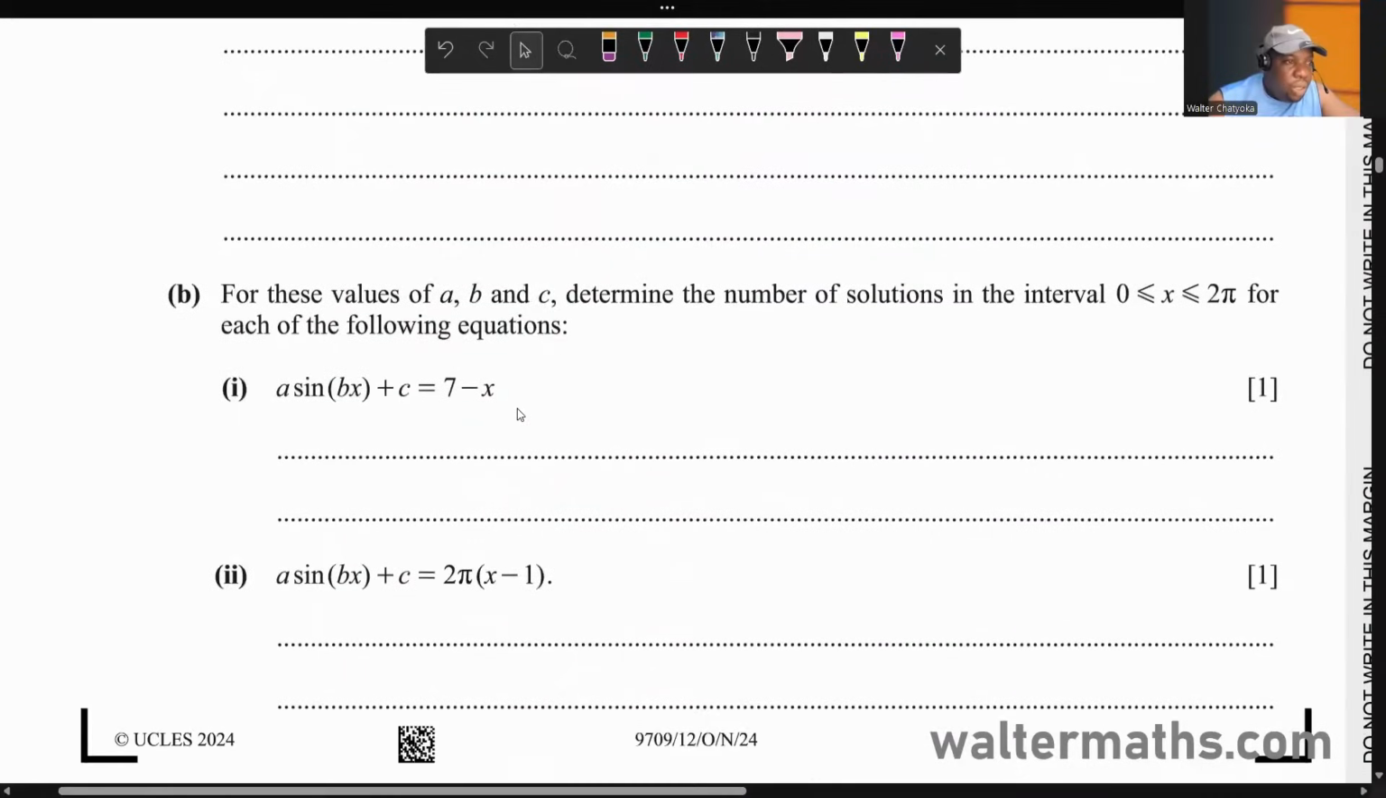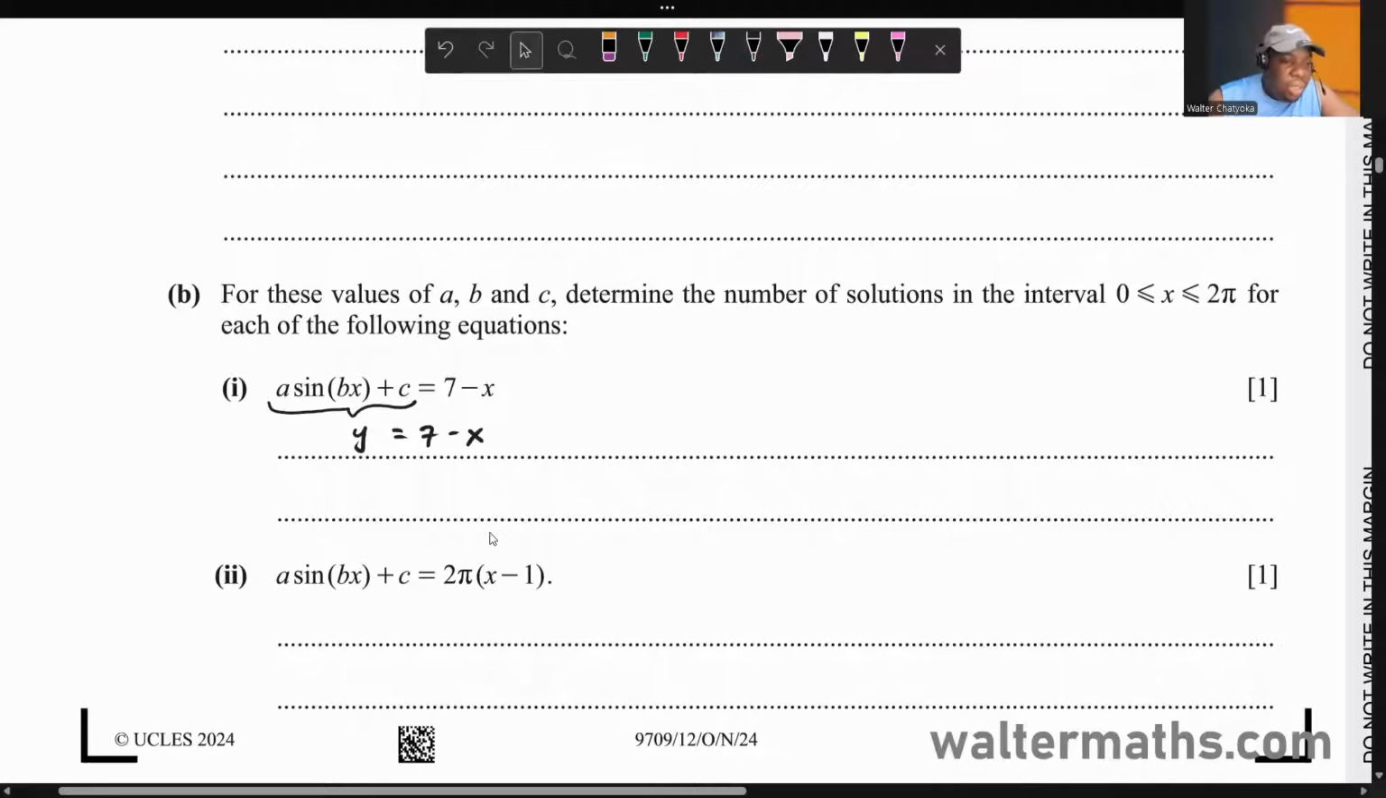Let's move on to part b. Part b says, for these values of a, b, and c, determine the number of solutions in the interval 0 to 2 pi for each of the following equations. All right. So here, this is y. So y is equal to 7 minus x.